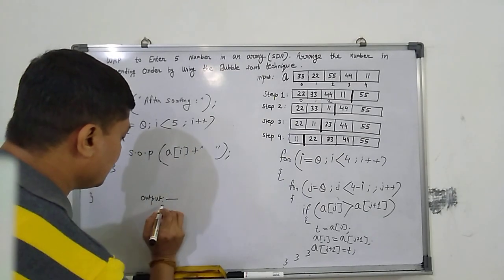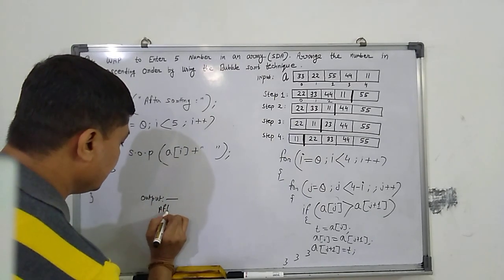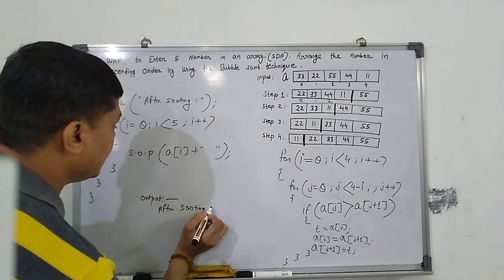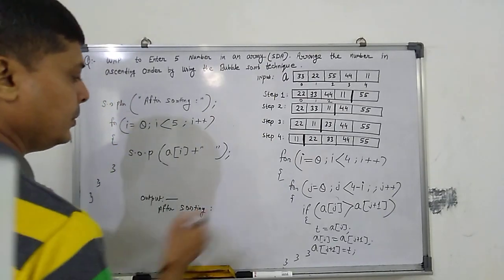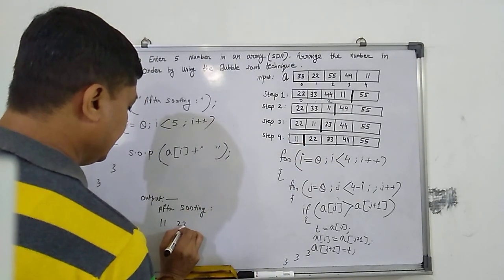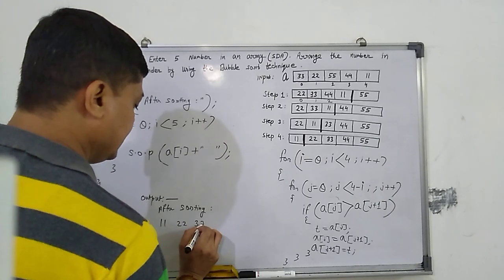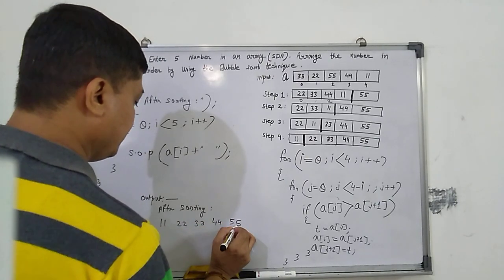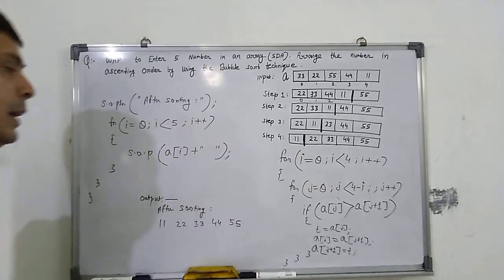The message will be like this: after sorting. After sorting, which values will be printed? 11, 22, 33, 44 and 55. This way the values are sorted.